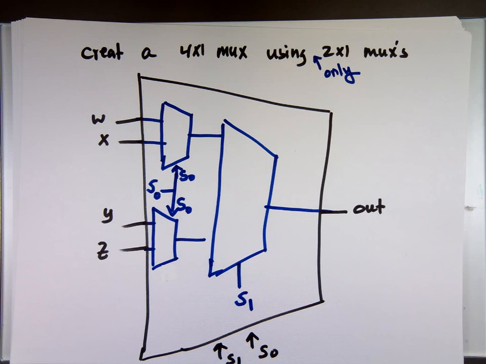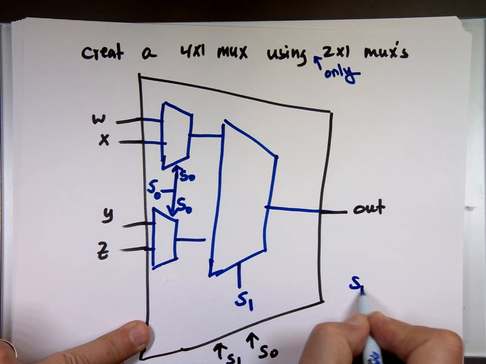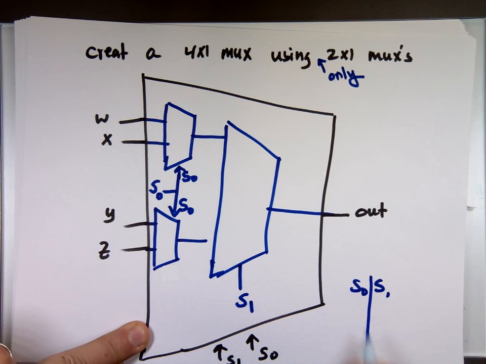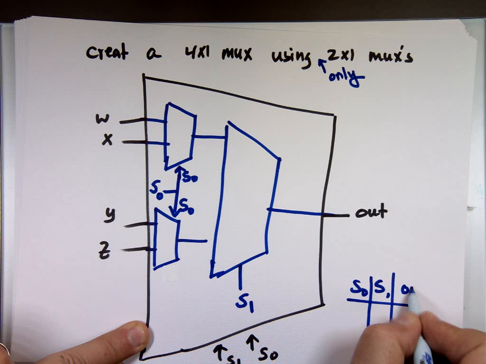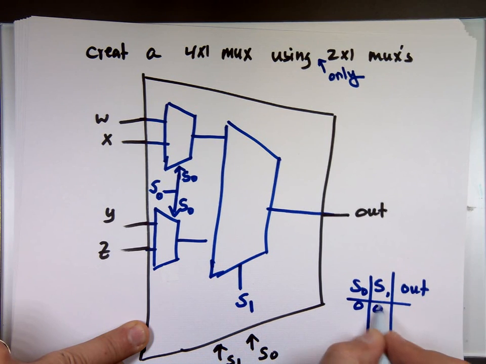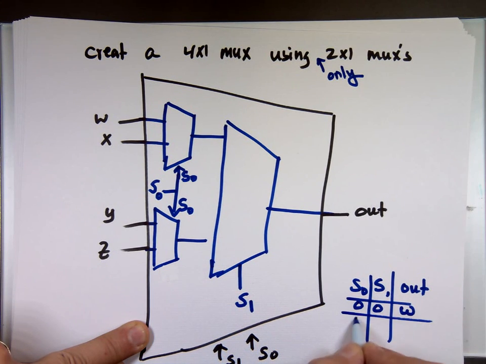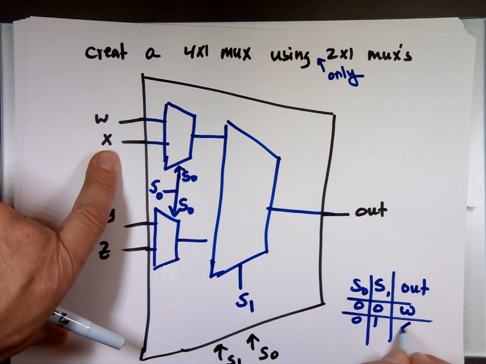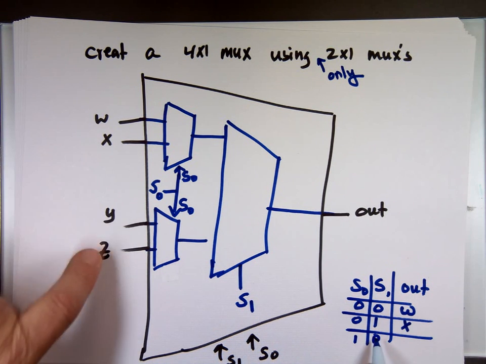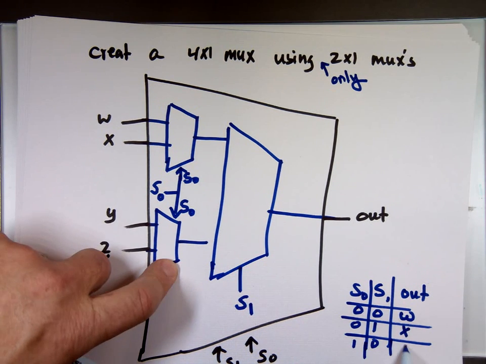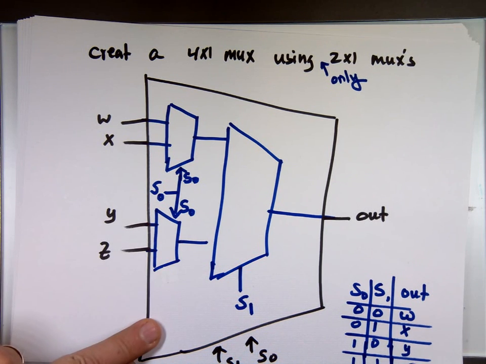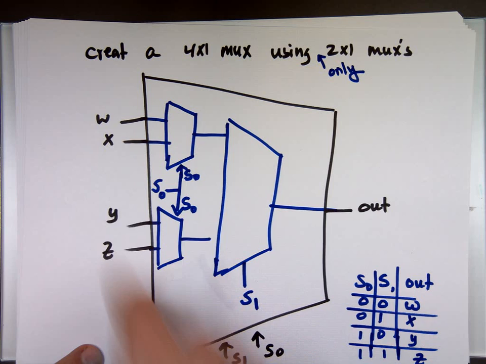And let's trace it. Just refresh in case you forgot. S0, S1, and your output. When it's 0, 0, it's supposed to be W, right? 0, 1 is supposed to be this pin, which is X. 1, 0 is supposed to be this, which is the third one, that's Y. And 1, 1 is supposed to be the last one, which is what? Z. That's what the output should be. Do we have that with this design?